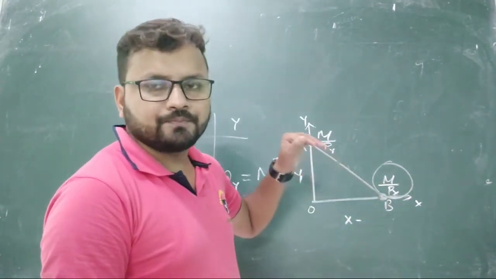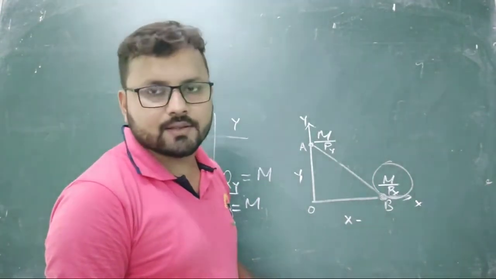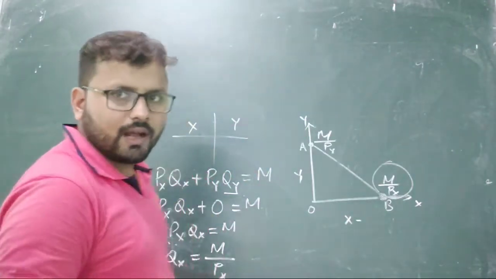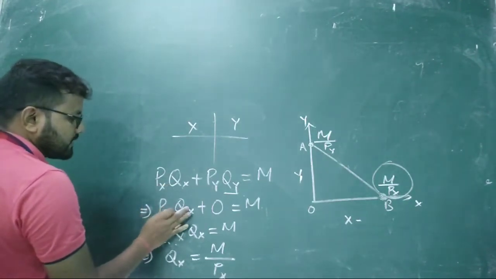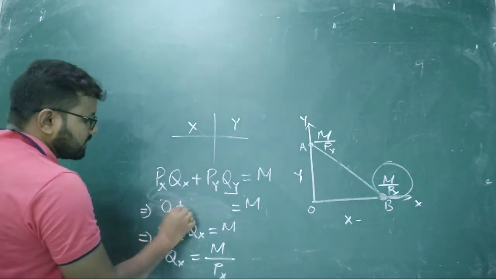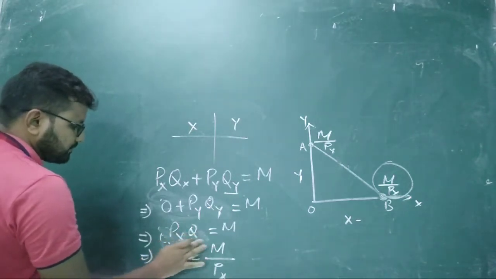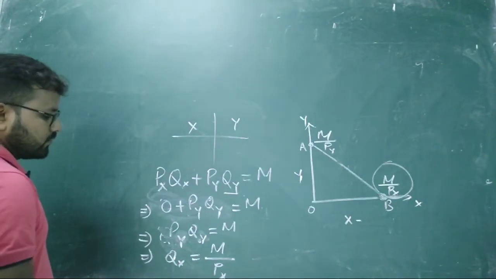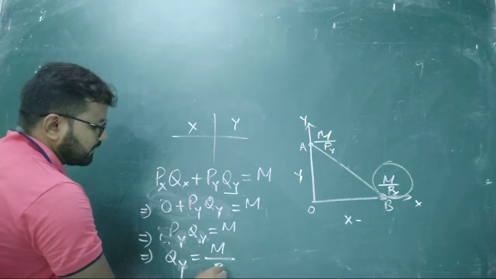If the consumer doesn't want to spend any amount of his income on consumption of Y, the other case is this. If he assumes quantity of X as 0, it becomes 0 plus price of Y into quantity of Y. Vice versa, quantity of Y into price of Y is equal to M. Here quantity of Y is equal to M divided by price of Y.